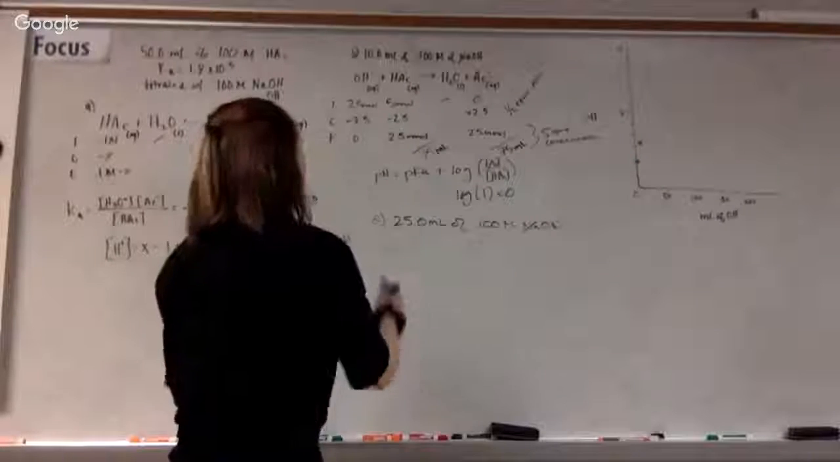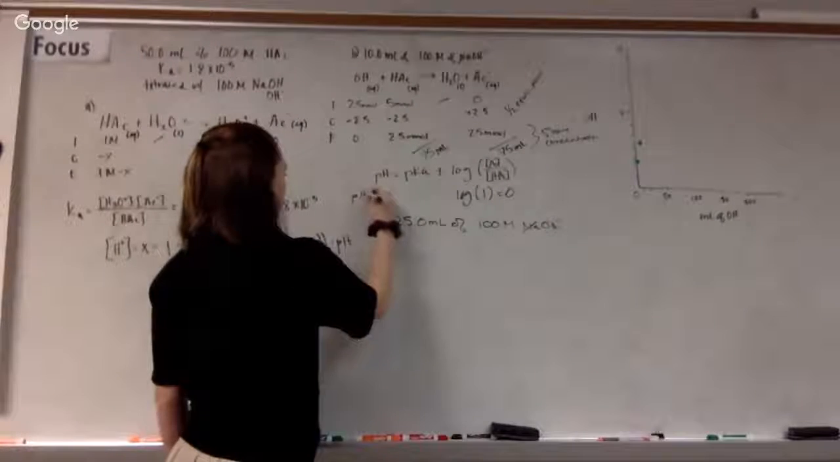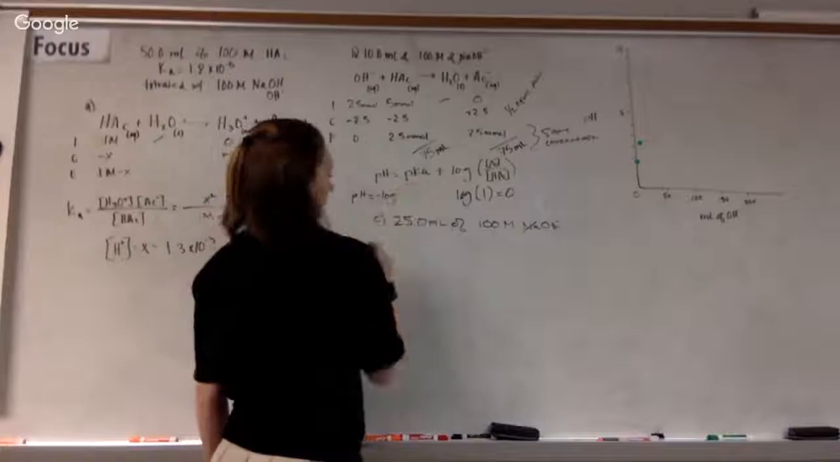Total volume. So you had 25 milliliters plus the original 50. Divide by the total volume, which is the original plus the added volume.